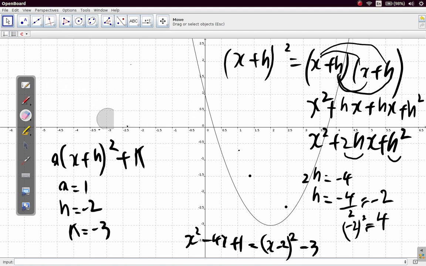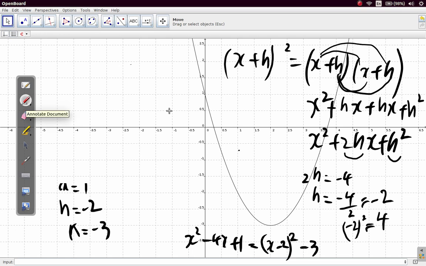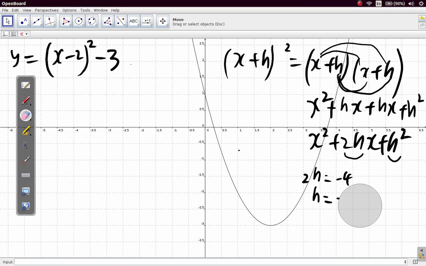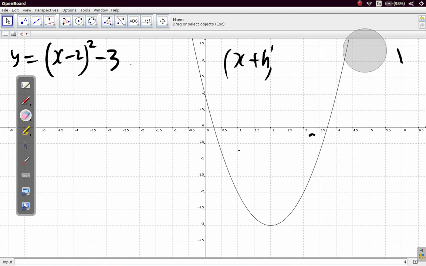Yeah, erase this, and we have x minus 2 all squared. So it's x minus 2 all squared minus 3. So this is a graph of y equals x minus 2 all squared minus 3. Let's erase the rest of the board. Have this down, have this, and this.